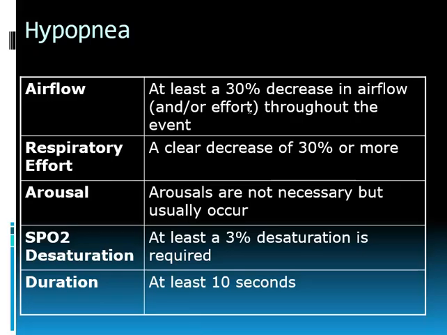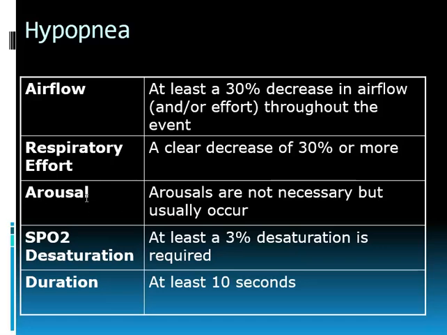You still have the airflow drop, at least a 30% drop in the airflow or the effort, because remember, you look at both. It has to last at least 10 seconds, with a 3% desat. But where the new rule has changed things is that instead of a 3% desat, if there's an arousal with that 30% drop in airflow lasting at least 10 seconds, that's an acceptable alternative as well. And that's actually the new recommended rule. So it could either be the 3% desat or an arousal.